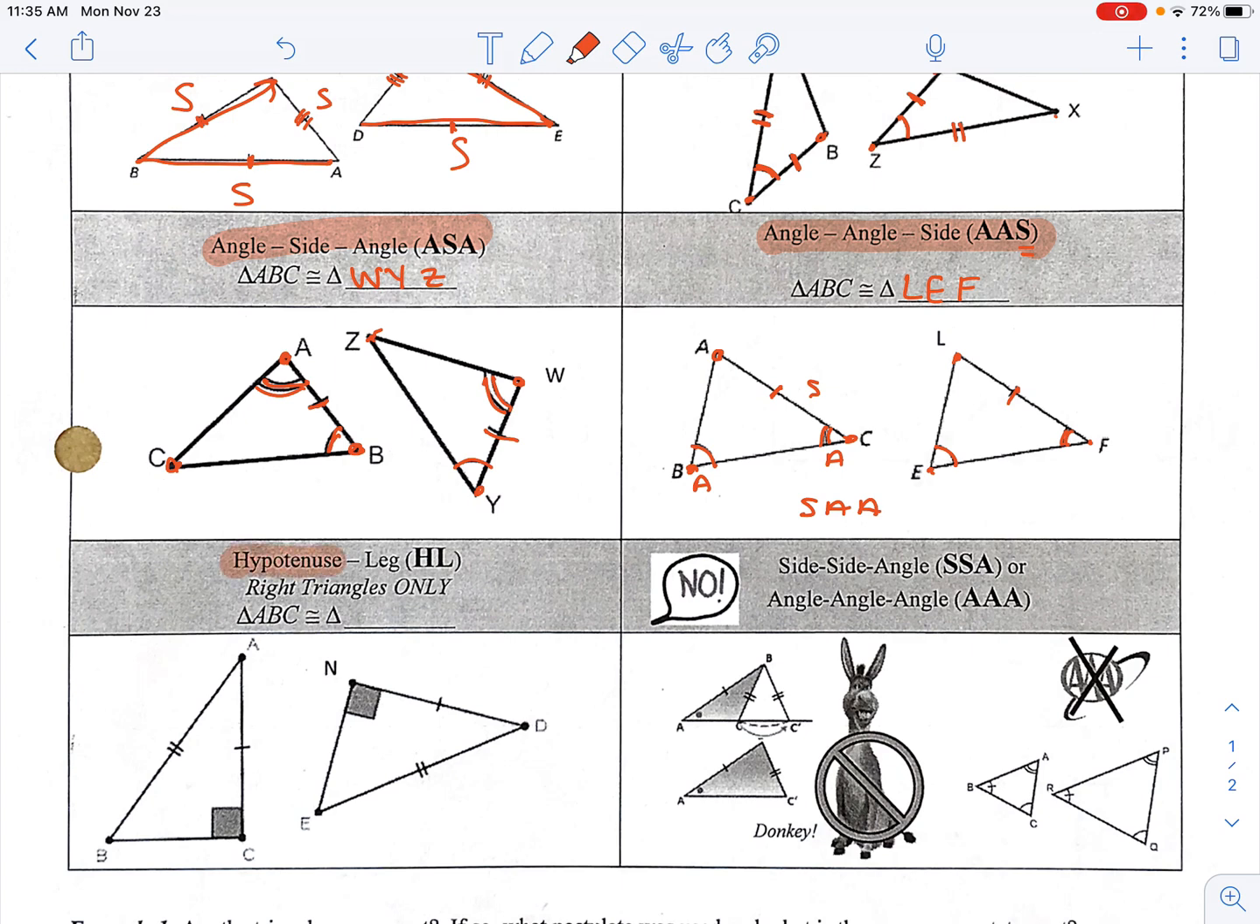And finally, the last shortcut here is HL. This is a very special situation. HL is for only right triangles. That is crucial. Go ahead and star that, highlight that, whatever you want to there. It has to be right triangles, so you have to see a 90-degree marking here.